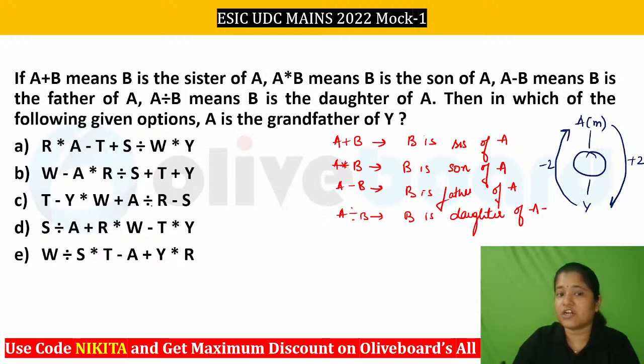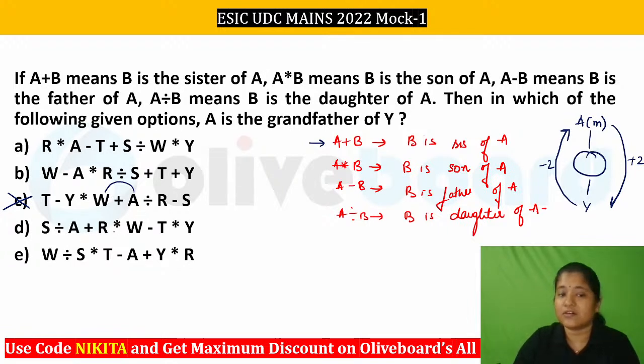What about the third one here? A divided by W plus A. W plus A, you can see that B is the sister of A, right? So you can see that here A will be the sister of W. So if A is the sister, that means she is a female person. So you can absolutely eliminate option number C. ठीक है? C को तो directly eliminate कर सकते हैं.